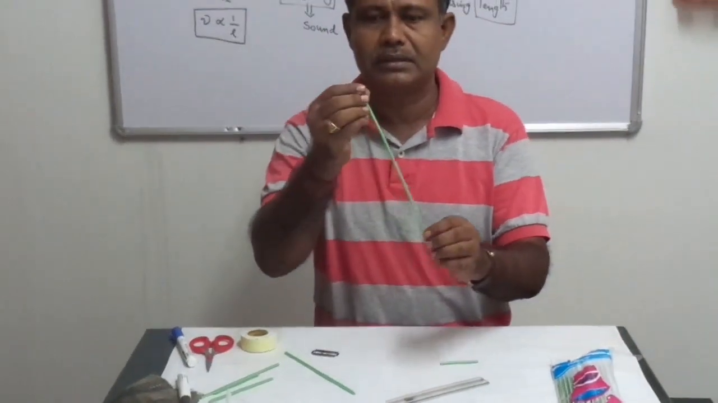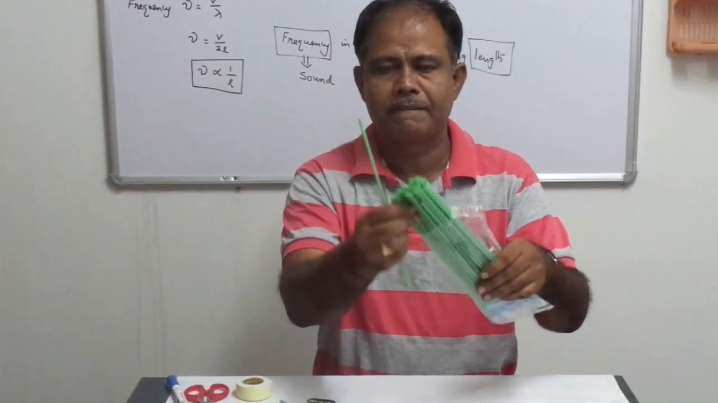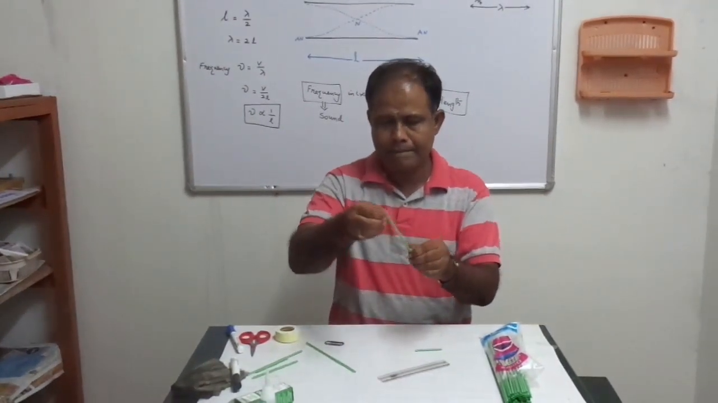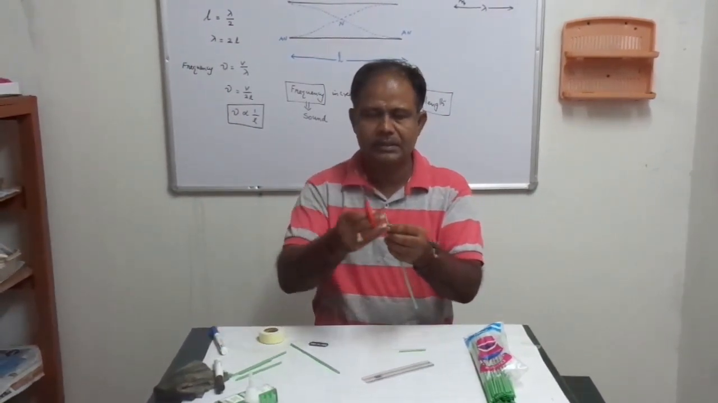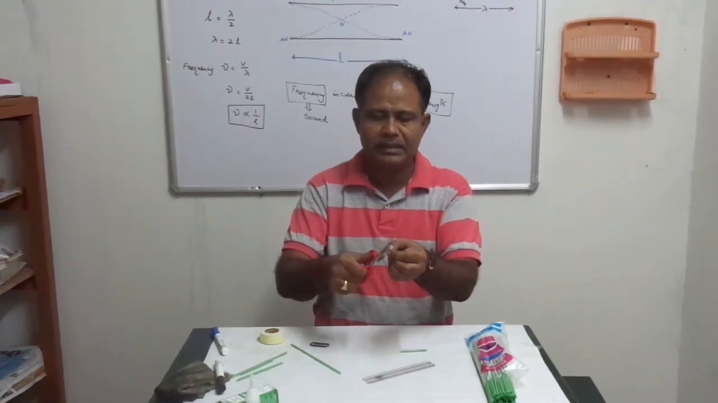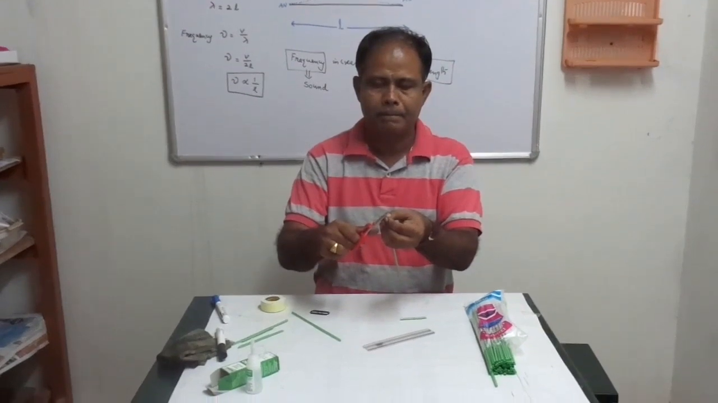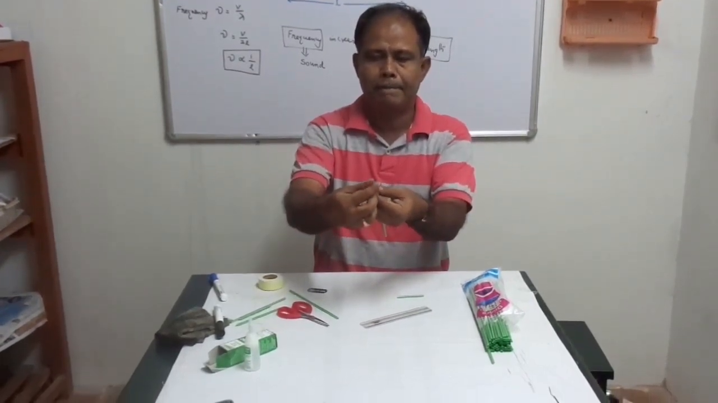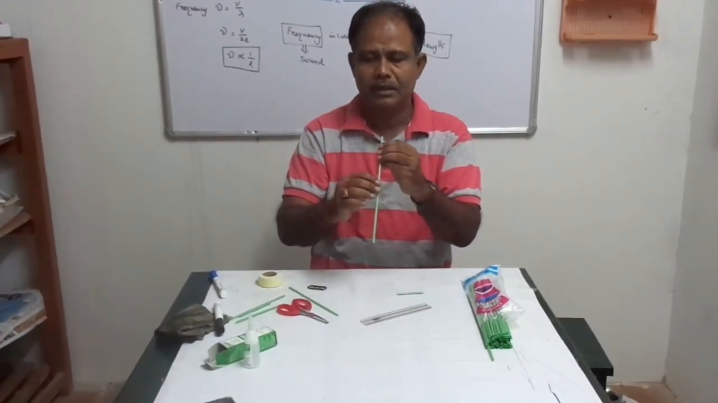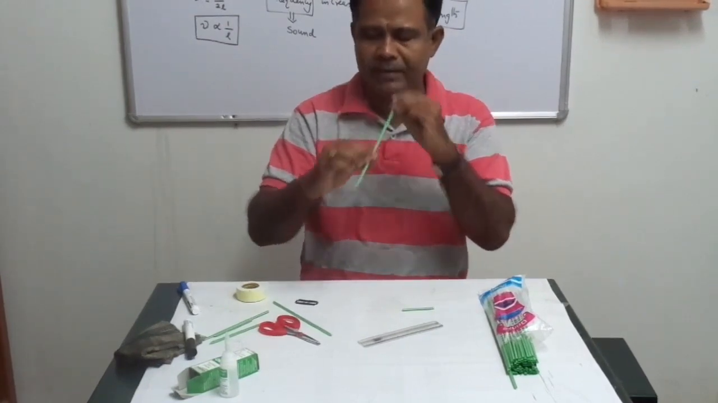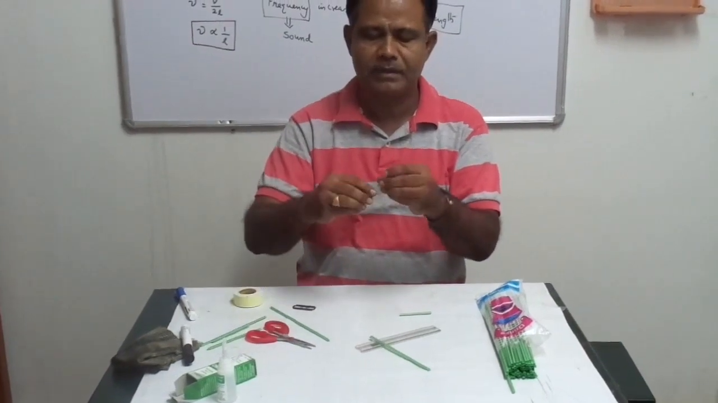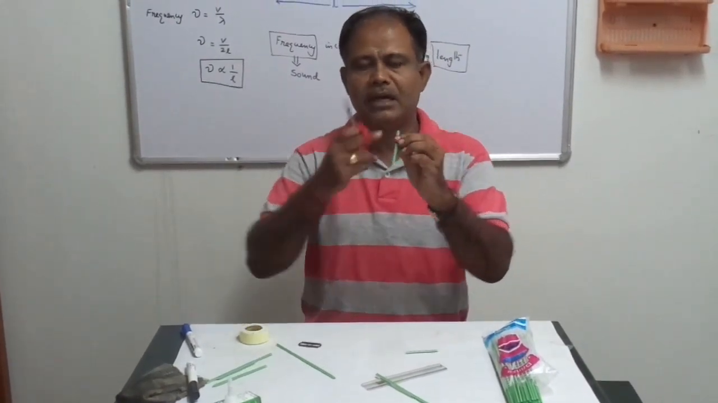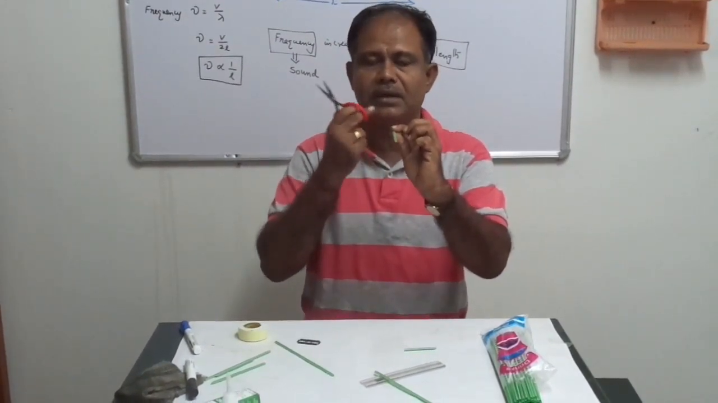Let us consider this is a straw. So see, sir, I am cutting this like a triangle, like a triangle in shape. Now I am giving the sound of it. This is the length of the organ pipe. Now I am reducing the length of the organ pipe.